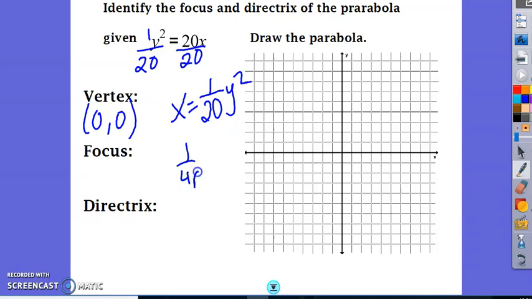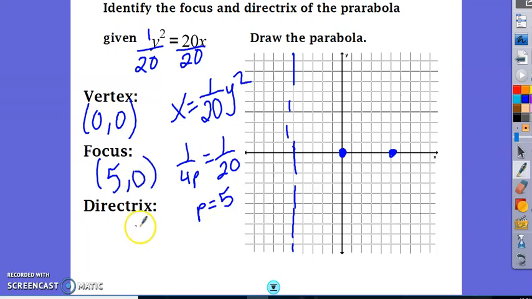P value: 1/4p equals 1/20. So p in this case will be 5, since 5 times 4 is 20. Which would be 5 to the right, and the directrix will be 5 to the left. The focus then will be the point 5, 0, and the directrix will be x equals -5. This has a distance of 10 in between, so we have to go 10 to the right and 10 down. That's just to give us a nice, accurate sketch of this wide parabola.